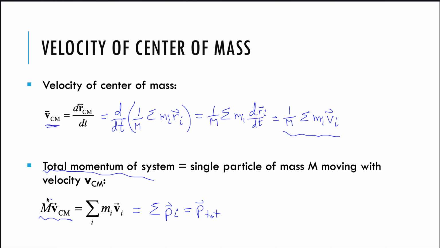So this also helps us understand that when a system is moving, a system of a whole bunch of objects, we can just imagine that we just have one single particle that is moving with that center of mass velocity. Let's do one quick question.